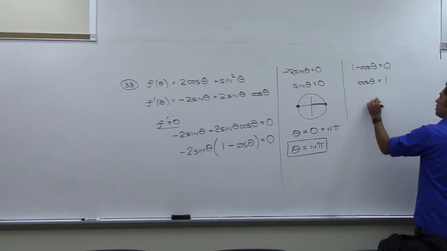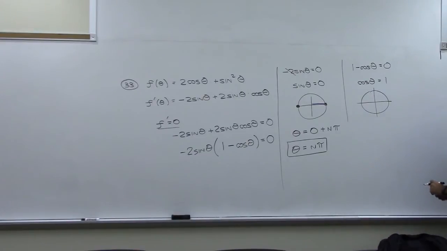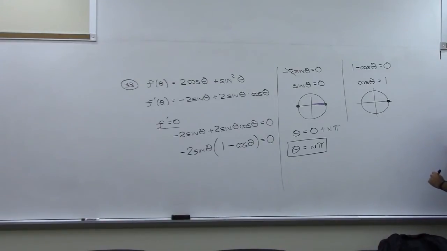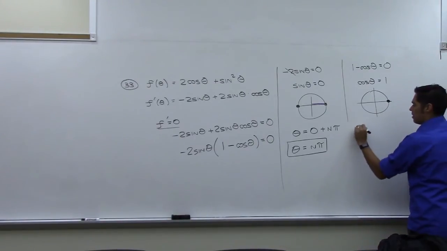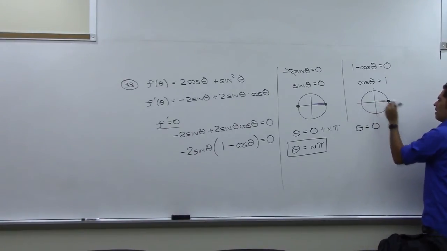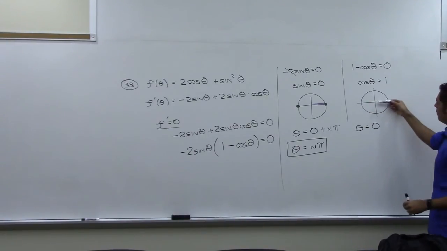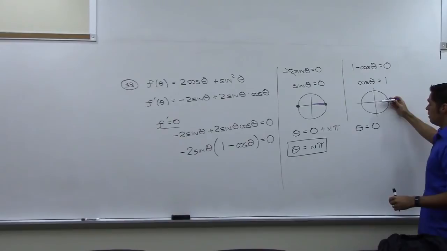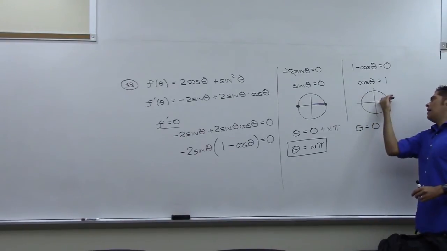And then over here, cosine of theta is 1. Cosine is the x coordinate, right? And that's 1 here. That's the only place it is. So again, what I could do is say theta equals 0. That's my initial angle here. And then how do I get back to this point? Well, I could add a full rotation, that's 2 pi, or another full rotation, which would be 4 pi, or I could go backwards 2 pi, or backwards 4 pi.